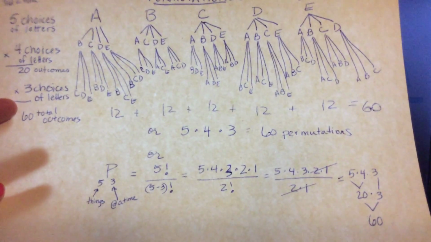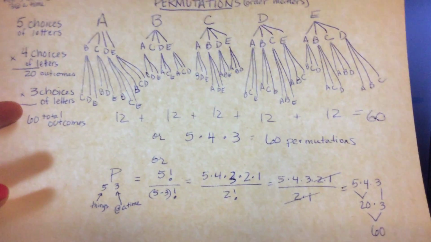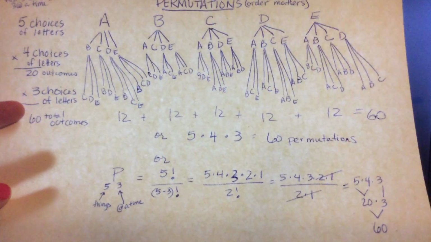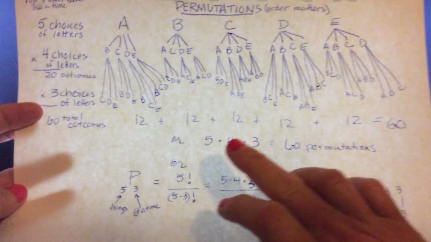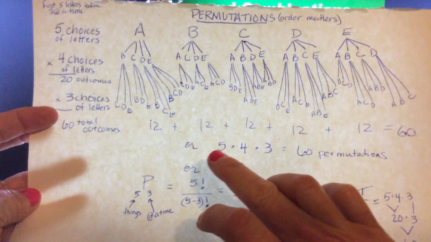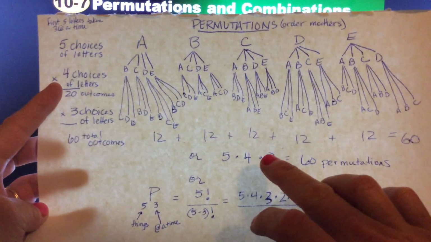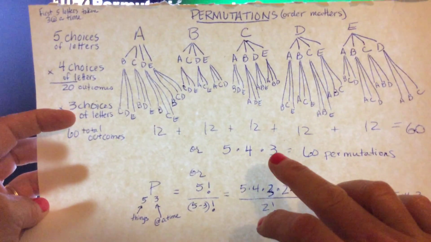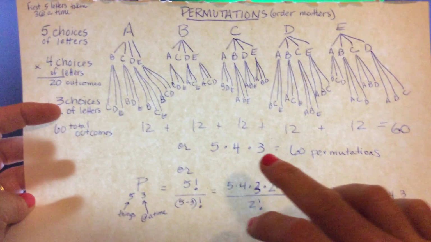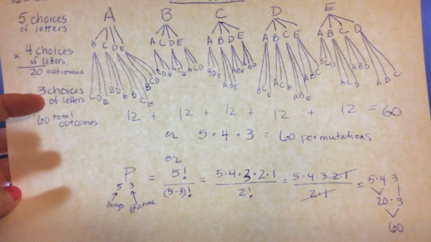Now, that means if there's 60, that would be the same thing as doing the fundamental counting principle. The first row, there's 5 choices. Second row, there's 4 choices. Third row, there's 3 choices. And 5 times 4 times 3 is 60 permutations.